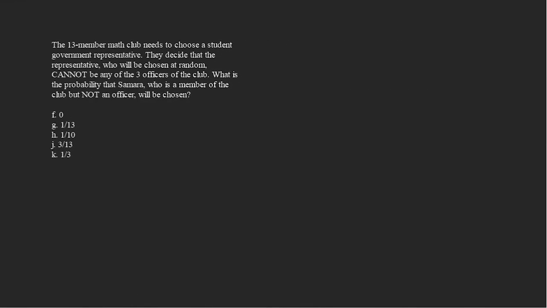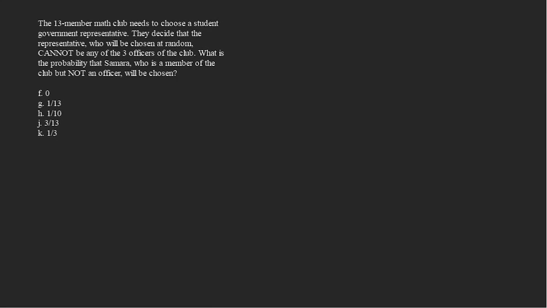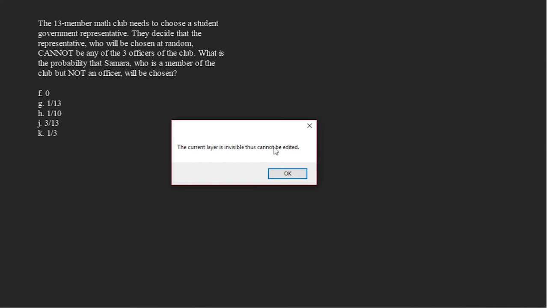Here we have a second version of the same kind of problem. So I want you guys to pause the video and try it out. I'm going to solve it right now. We have a 13-member math club, so there are 13 members, and they need to choose a student government representative. They decide that the representative who will be chosen at random cannot be any of the officers. There's 3 officers of the club. What is the probability that Samara, who is a member of the club but not an officer, will be chosen?